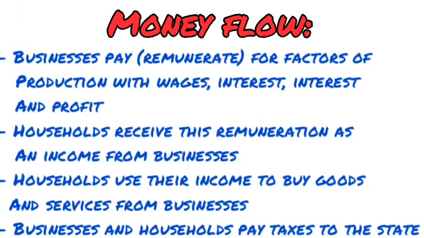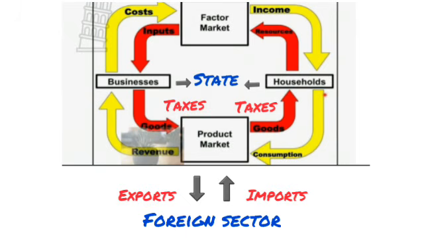And then we have households receive remuneration as an income from businesses, so this becomes their salaries and their wages that they can now use for consumption. And then households use their income to buy goods and services from businesses in the product market, so they will go and spend the money that they have earned. And then businesses and households pay taxes to the government. That is still a flow of money because taxes are still money. With the addition of those taxes that we just talked about and the imports and exports in the foreign sector, you can see the real flow and the money flow in full in our diagram there.